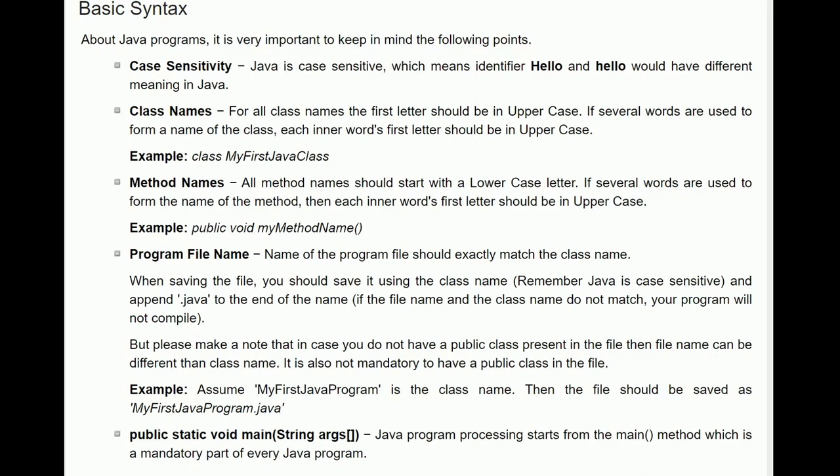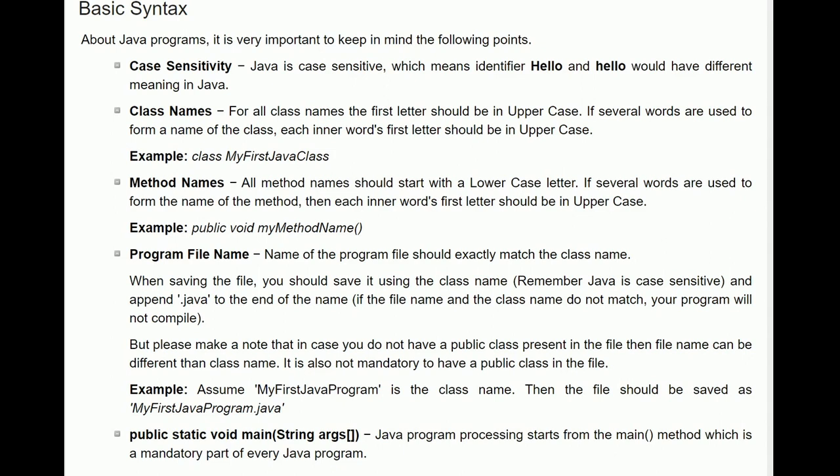Class names: for all class names the first letter should be in uppercase. If several words are used to form the name of the class, each inner word's first letter should be in uppercase. Method names: all method names should start with a lowercase letter. If several words are used to form the name of the method, then each inner word's first letter should be in uppercase. Program file name: the name of the program file should exactly match the class name. When saving the file, you should save it using the class name and append .java to the end of the name.